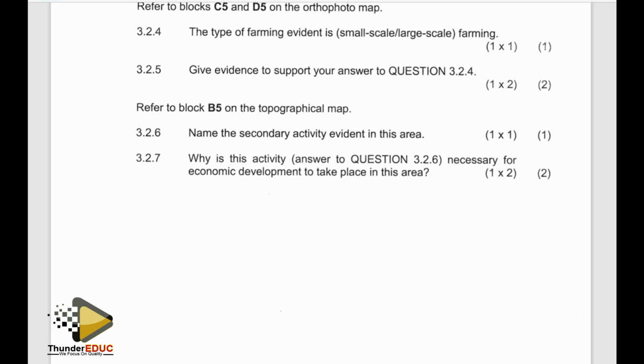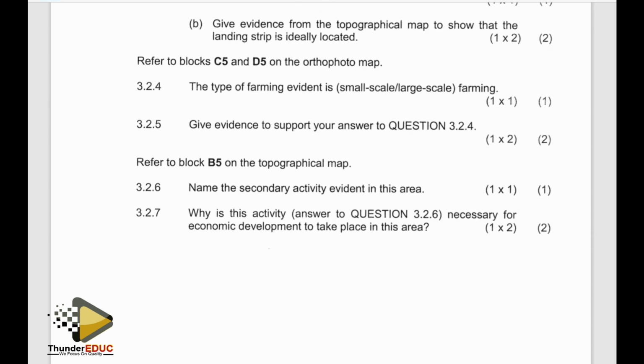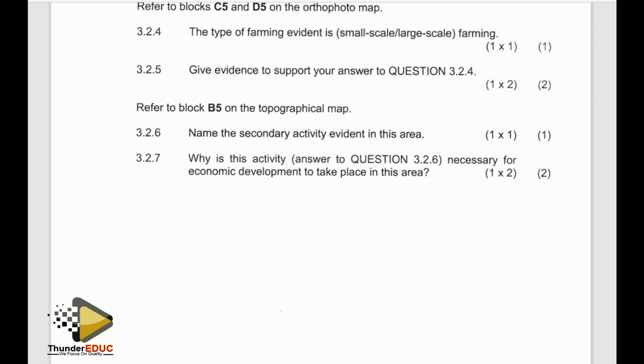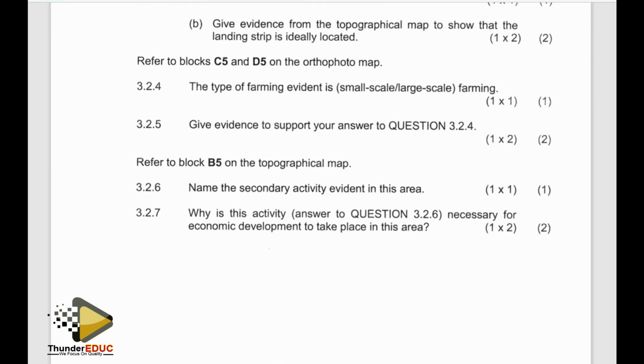Name the secondary activity evident in this area, right? For the same reason, again, you need to differentiate between secondary activities and primary activities. Secondary activities, we are looking at mainly manufacturing activities, where we are now dealing with value addition of the primary product. We have primary products from the primary sector. For example, a crop produce is part of primary production.